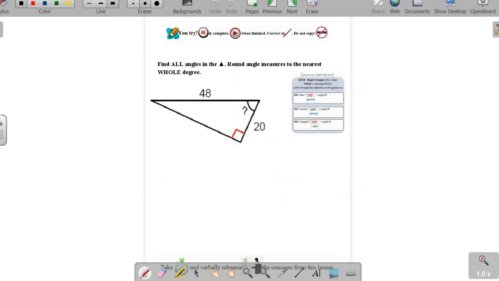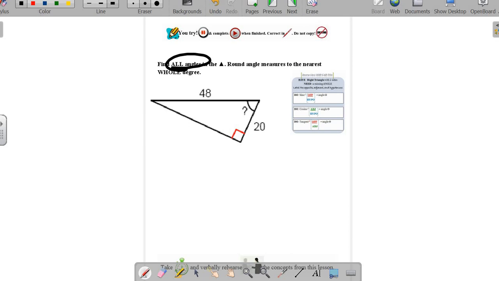Ready? This one you are doing on your own. I want you to find all the angles in the triangle. Round your answer to the nearest whole degree. Pause the video, then restart.